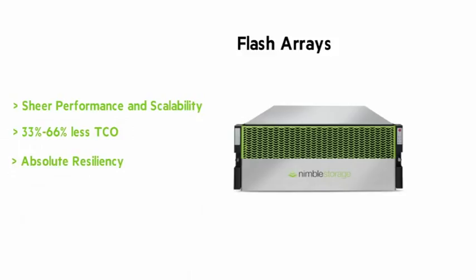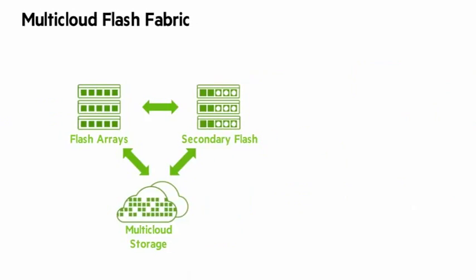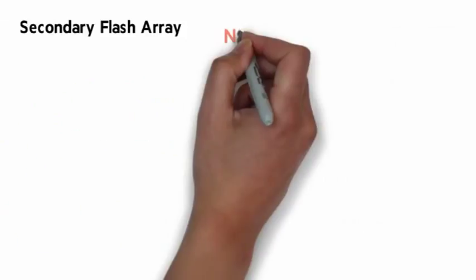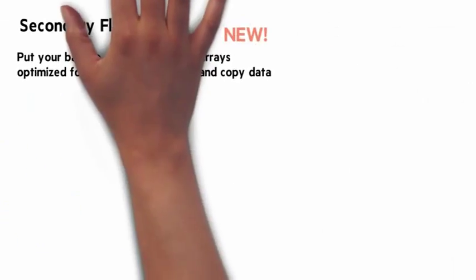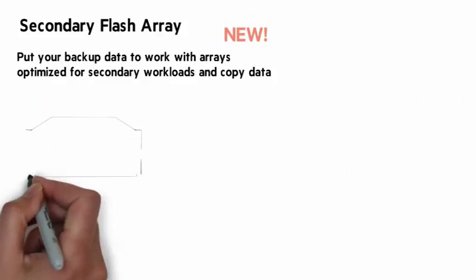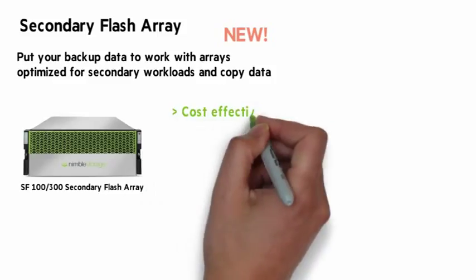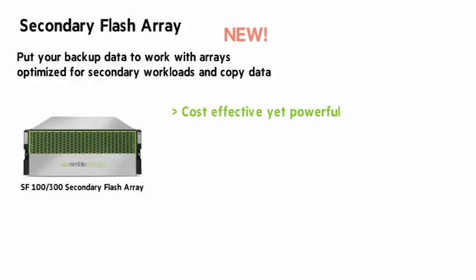Next, let's look at the secondary flash array. This is brand new, and I have a Chalk Talk that goes into more detail on this. The SFA, which is based on the adaptive flash array with additional deduplication technology, puts your backup data to work, with arrays optimized for secondary workloads. Key points here are cost-effective for data protection, but powerful enough to run real workloads.